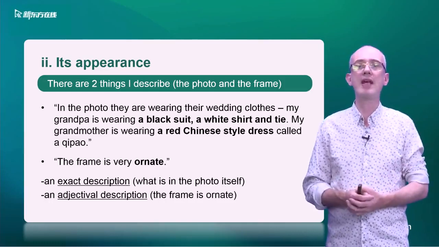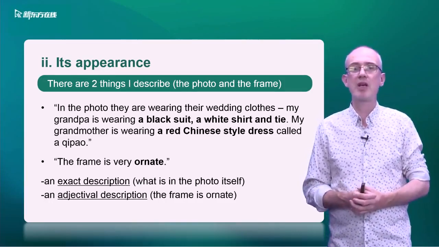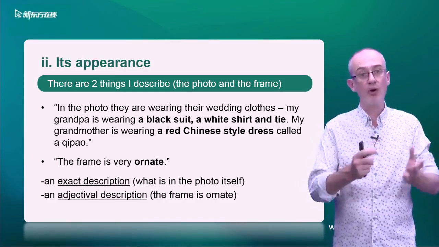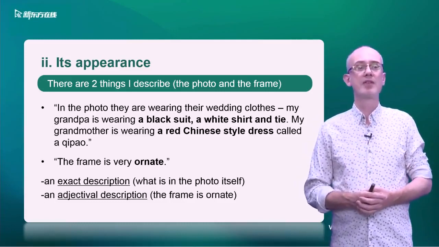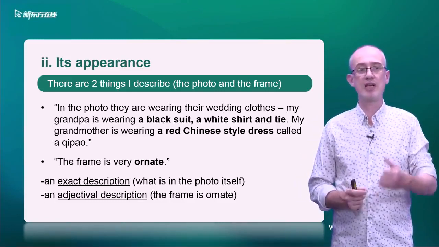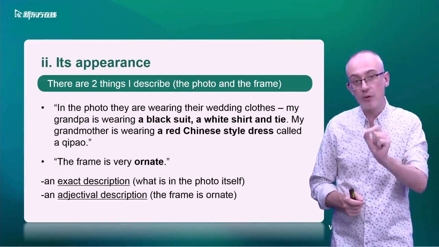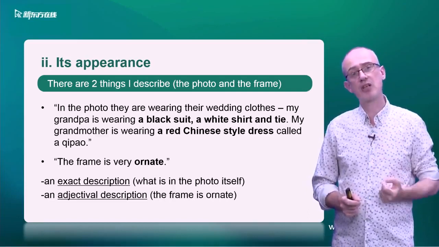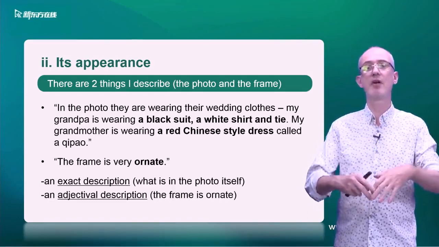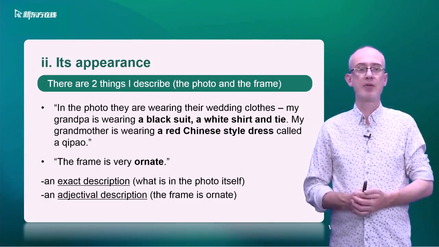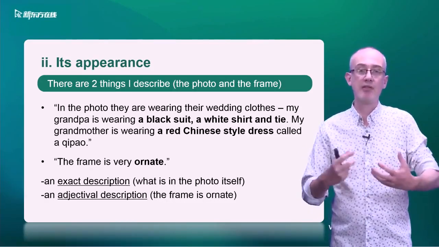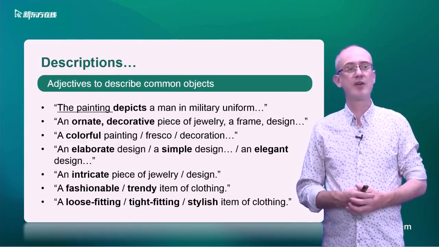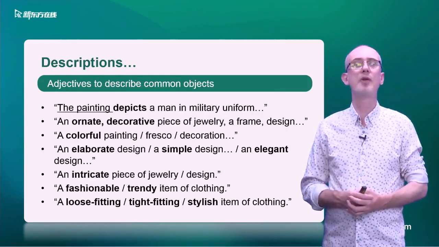We use ornate usually for something carved or shaped from metal, like a piece of jewellery or a picture frame like this one. So, I do two things. I give an exact description of the photo itself and what's in the photo, and an adjectival description of the frame. It's very ornate. This is a really high-scoring answer because I've used two different techniques, if you like. Right, so, different descriptive adjectives to describe common objects.